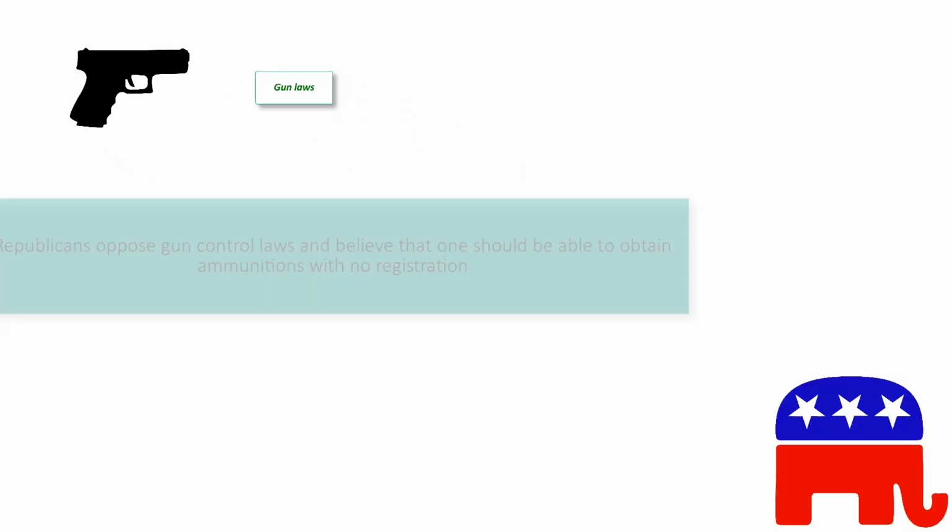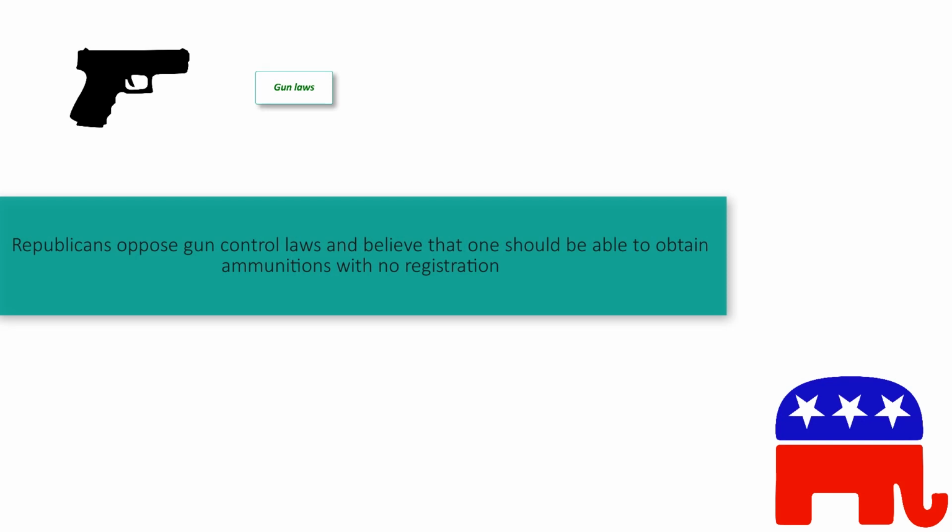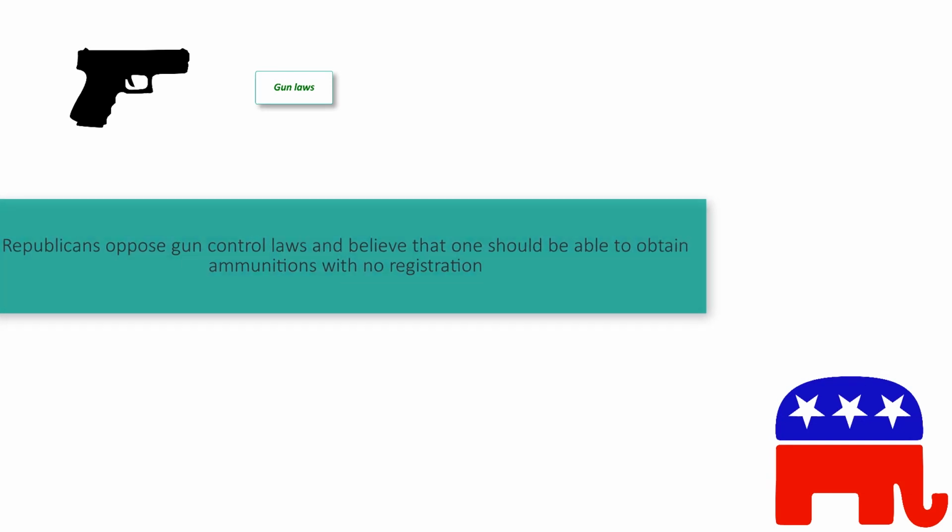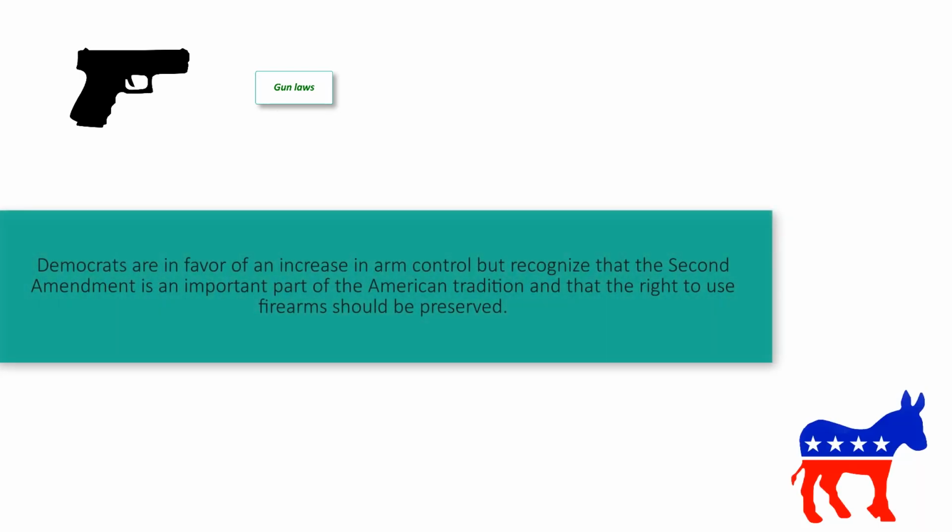Gun laws. Republicans oppose gun control laws and believe that one should be able to obtain ammunition with no registration. Democrats are in favor of an increase in arm control but recognize that the Second Amendment is an important part of the American tradition and that the right to use firearms should be preserved.